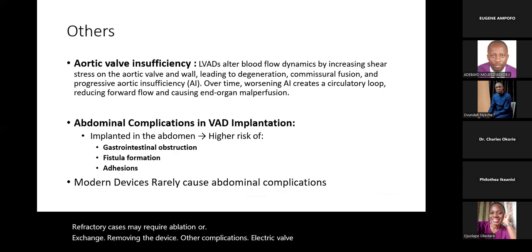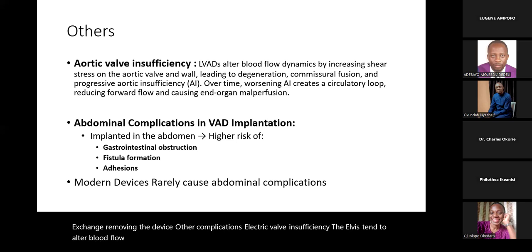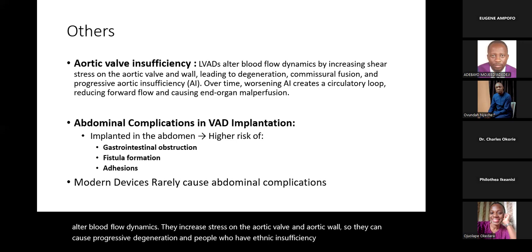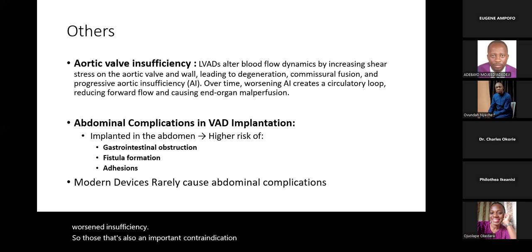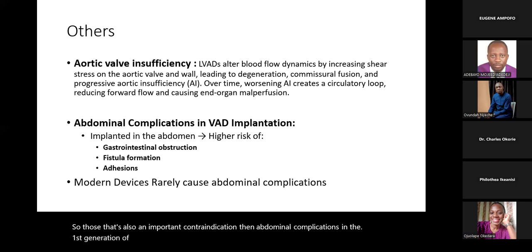Other complications, aortic valve insufficiency. The LVADs tend to alter blood flow dynamics. They increase stress on the aortic valve and the aortic wall, so they can cause progressive degeneration. And in people who have aortic insufficiency already, it may worsen the insufficiency. So that's also an important contraindication. Then abdominal complications: first generation LVADs are usually implanted in the abdomen, so they can cause GI obstruction, fistula, adhesions, although these are not seen with the modern devices.